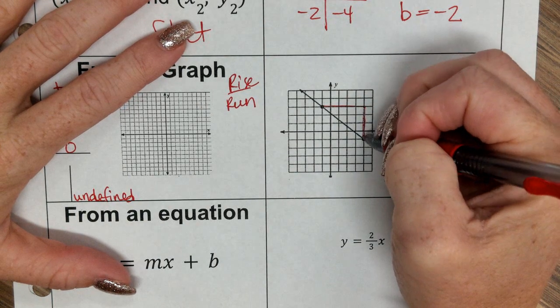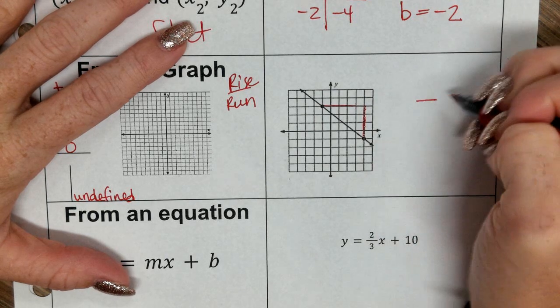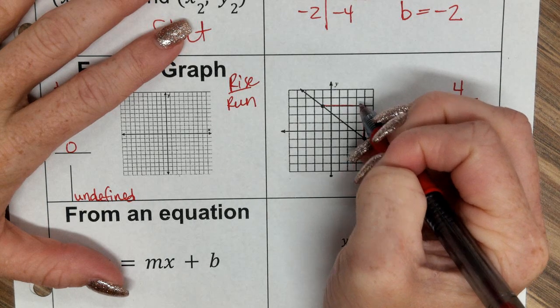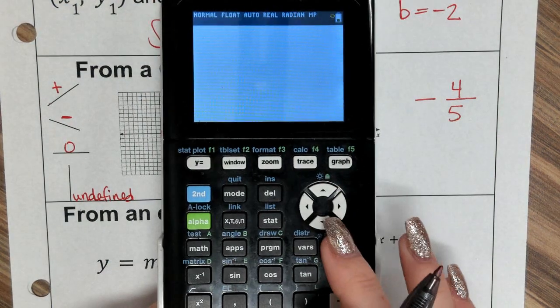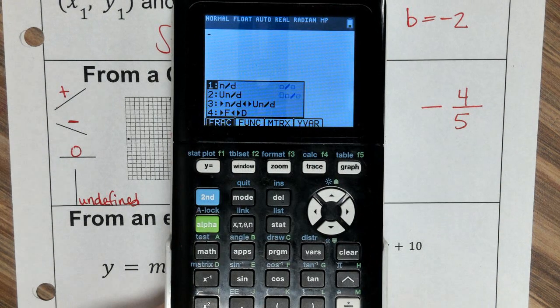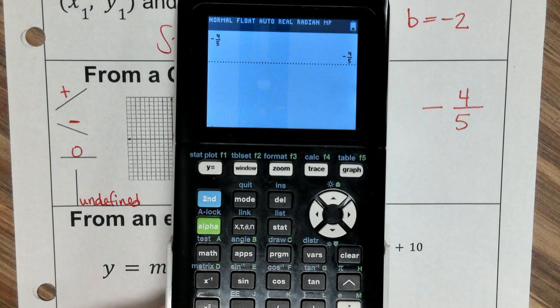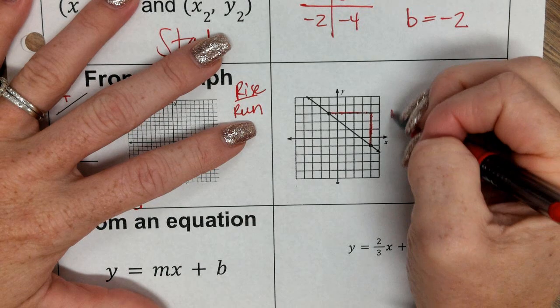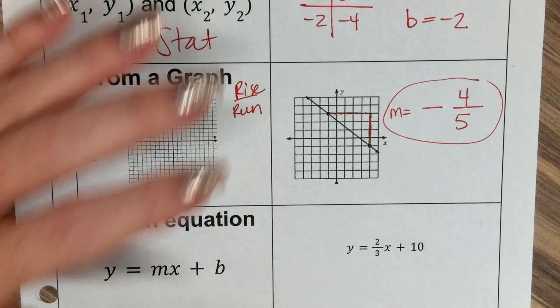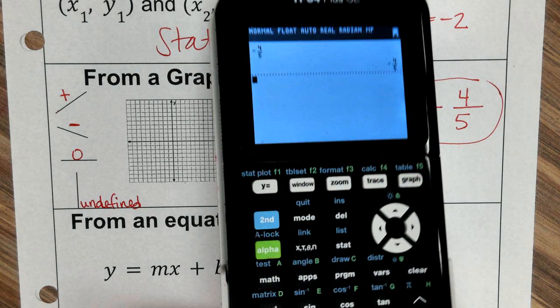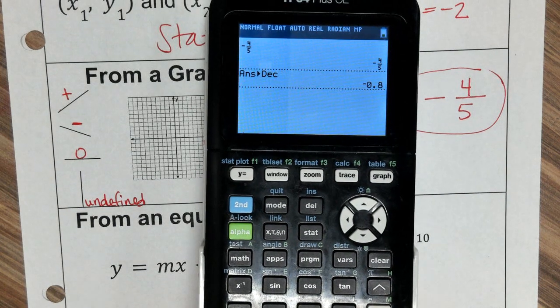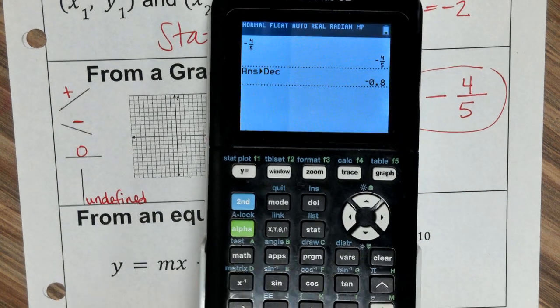My rise is 1, 2, 3, 4. My run is 1, 2, 3, 4, 5. I see if I can simplify it, which I can't. 4/5 is just 4/5, so my slope is -4/5. If you put +4/5, you are wrong. Question: it can be changed into a decimal. It can be changed to a decimal, yes. If I want it as a decimal, I'd go math, decimal, enter. Okay, they're the same answer.